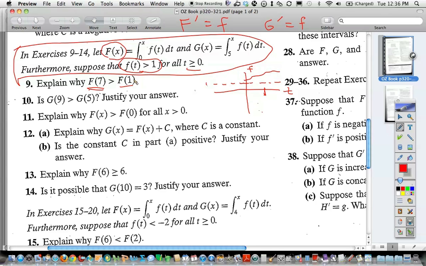And to be honest, on the quiz Thursday, I don't care which one you use. I don't care if you use area or if you use slope or the chart rationale or whatever. Okay, it kind of depends on how the question's worded, probably. You'll probably be able to tell that.